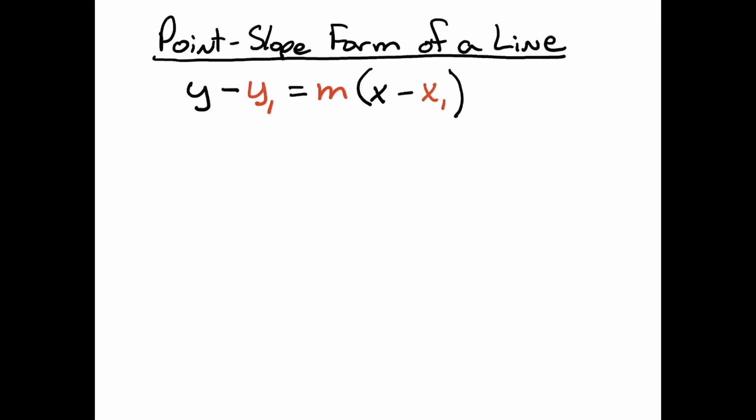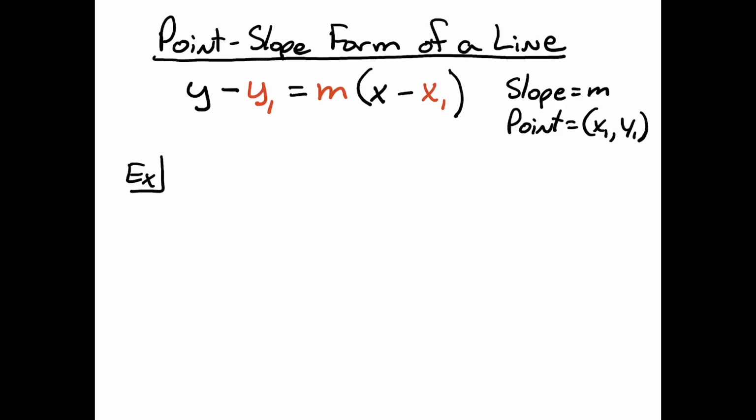Everything in red is going to be numbers that you are going to insert in. So if I know the slope of the equation, that's going to be m, and if I am given a point, then I can write the equation in point-slope form. So doing an example of that, let's say that the slope is 1/2, and my point is 4, -5. Okay, so I can write this going left to right.